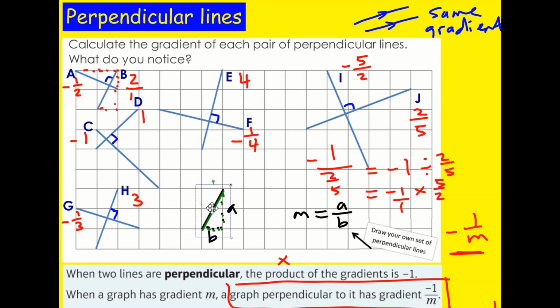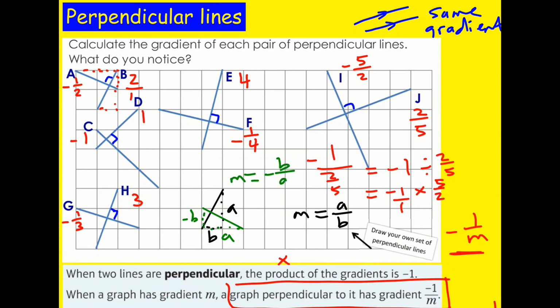If I took this triangle with gradient of A over B and I rotate it 90 degrees, by definition that will mean that it's a perpendicular line, because they did have 0 degrees between them. If I rotate it 90 degrees, then suddenly they're going to have 90 degrees between them. And if I move it slightly, what I see now is that here it's going down by this amount, but that will be equivalent to my B from before. So actually it's going down by minus B, and it's going along by positive A. And so the gradient of this line is going to be minus B over A.